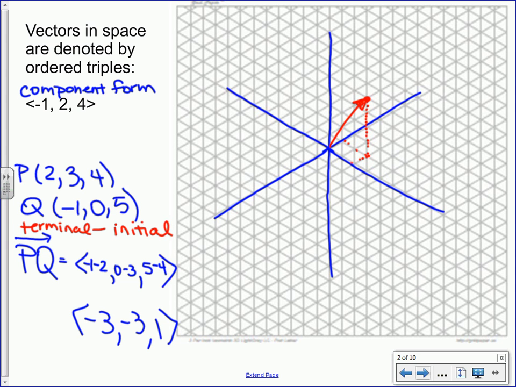So, for fun, we wanted to plot that vector. -3, -3, 1. Which really is behind the z-axis, right? In octant number 3. Awesome. Good job.